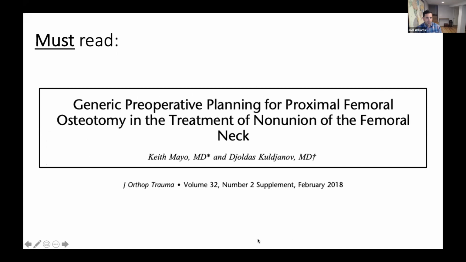Very first slide, I encourage you all to get your hands on this paper. Look through it if you haven't already, right after the webinar. And it's also helpful to have right on your desk as you're planning one of these operations. It breaks it down very concisely in a step-by-step manner.